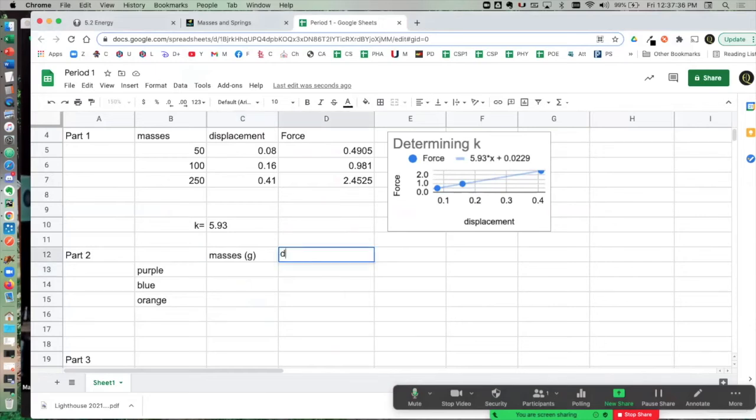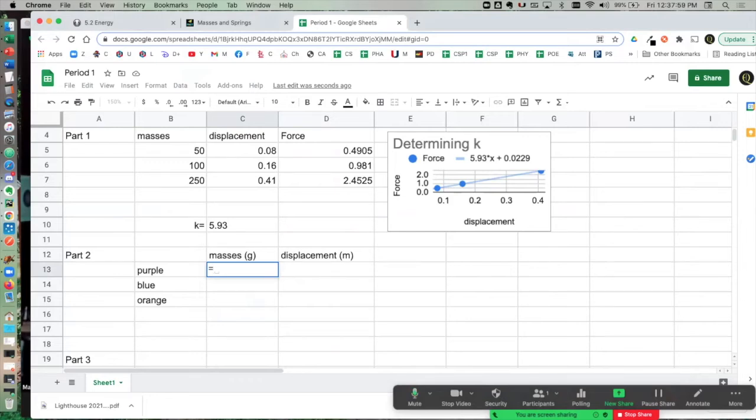Let's do this. Displacement, right? In meters. We're going to get a displacement right there. And I can do an equation right here. So equals, right? Now, what do we need? We need the... did you all write it down? You can't see it anymore.